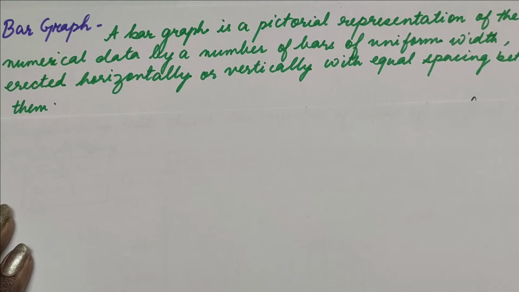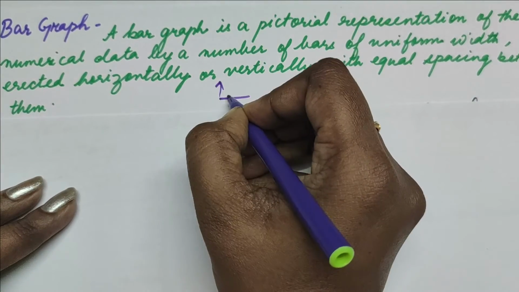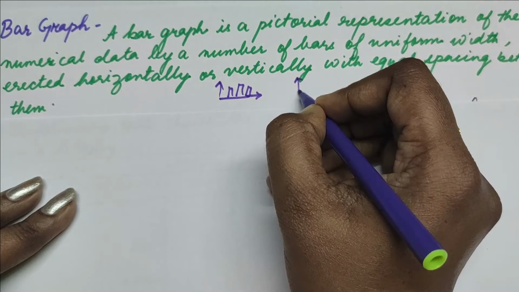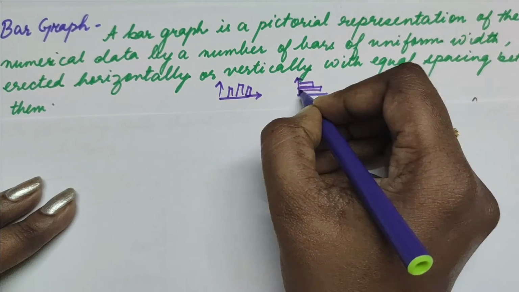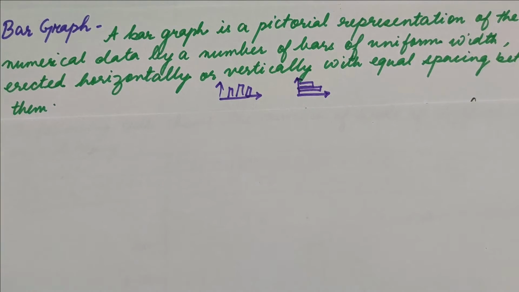The way that we made the frequency table, the same kind of information can be represented in the form of a bar graph. That is a number of bars of uniform width which you can make in a horizontal way, or you can also have the bars in a vertical way with equal spacing between them. We can make it. So let us see one example.